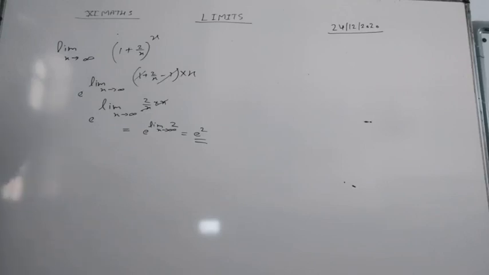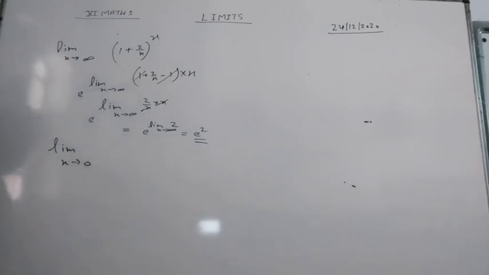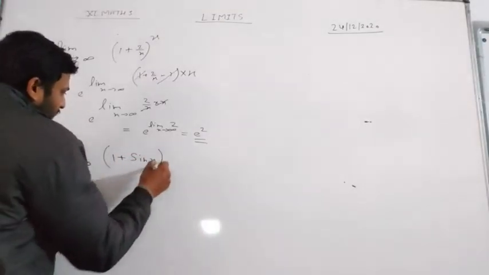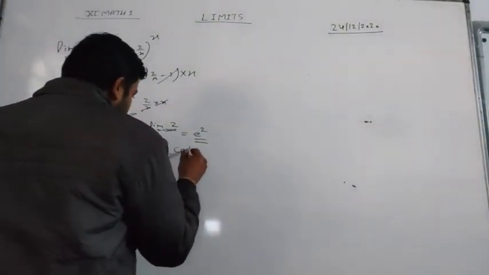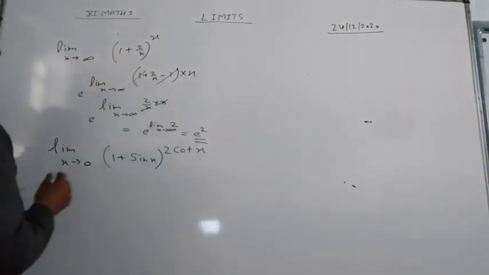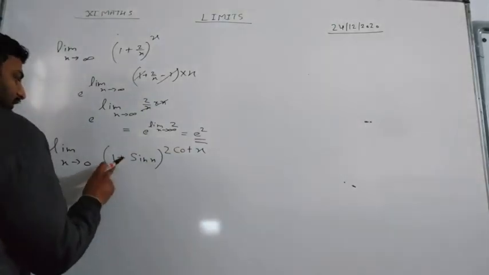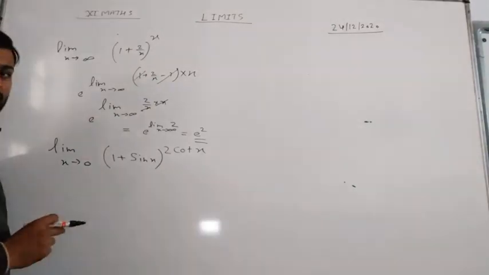Let's see. Limit x tends to 0, 1 plus sin x to the power 2 cot x. Okay, students. So when we put x as 0 here, we see that it is 1 to the power cot 0. So we get 1 to the power infinity here.